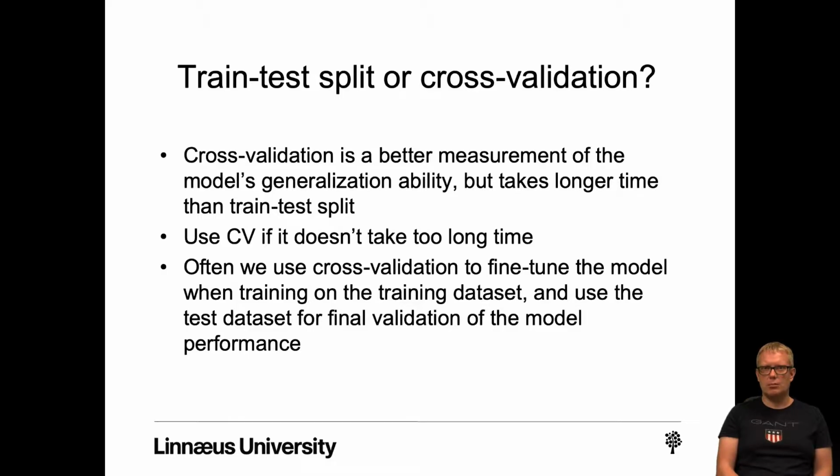One quite common approach is to use cross-validation to fine-tune the model when training on a training dataset, because many models have different parameters we can fine-tune to make it work as well as possible on our data. And then we use the test dataset for final validation of the model performance. So we train the model, we validate the model, we have an accuracy score.